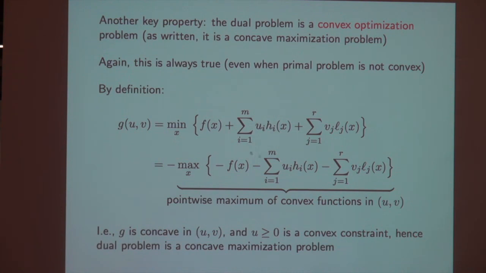It's just written up here on the slide. By definition, the dual function is the minimizer over all x of the Lagrangian, right? f of x plus the sum of u_i h_i of x plus the sum of v_j l_j of x. I'm going to rewrite this as minus the maximum of the negative Lagrangian. I didn't do anything, just wanted to flip it around that way. Let's look at this maximization over x with u and v considered fixed. For fixed x, as a function of u and v, what kind of function is this?